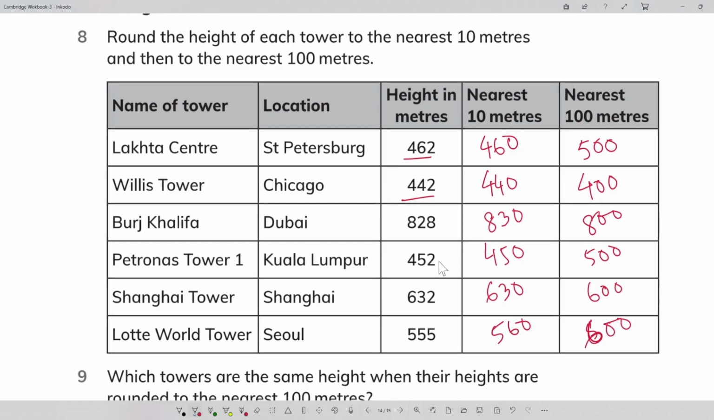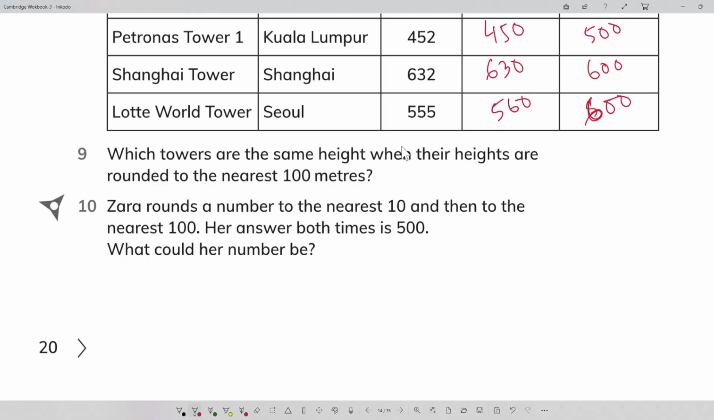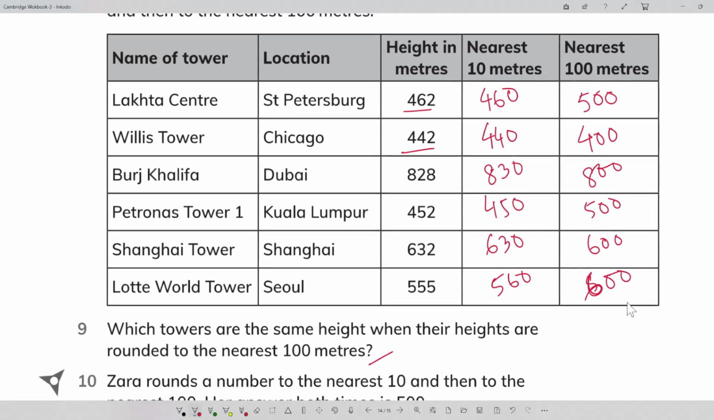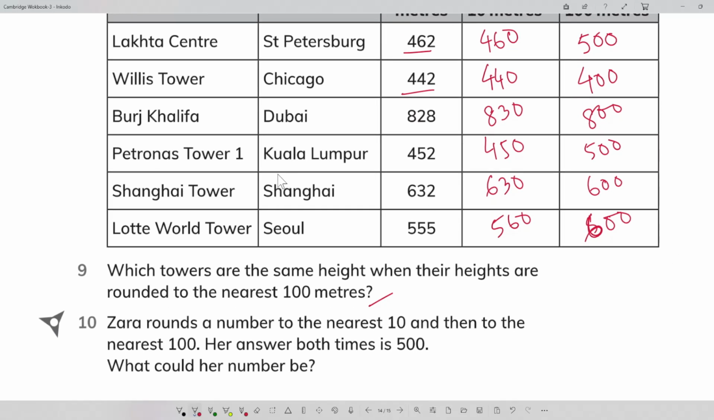Okay. Which towers are the same height when their heights are rounded to the nearest 100? Same height, it should be two towers. One is Shanghai Tower and the other is Lotte World Tower, which is in Seoul. Once we consider 100 meters, it will be a similar size, 600 and 600, but exactly it is 630 for Shanghai Tower and Lotte Tower is 560.